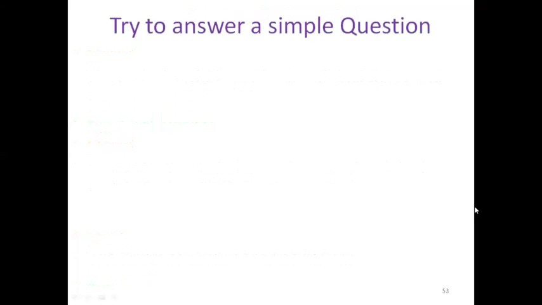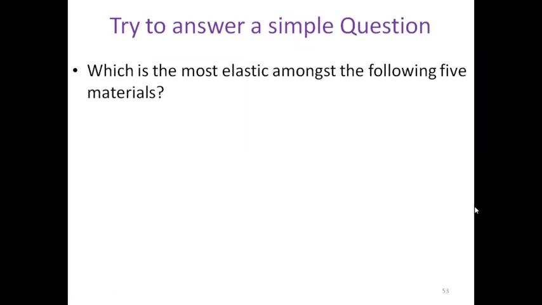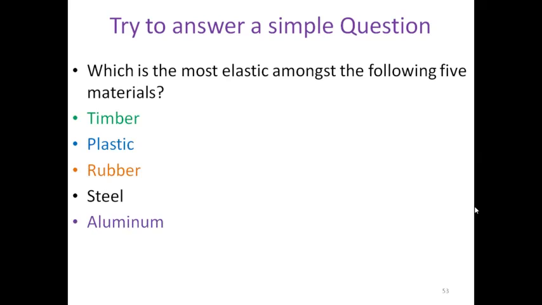So moving further, again a small question for you. Which is the most elastic material amongst the following five? So let's see the five materials. First one is timber, then plastic, then rubber, steel, and aluminum. Think properly, think for a minute, and then you can answer.